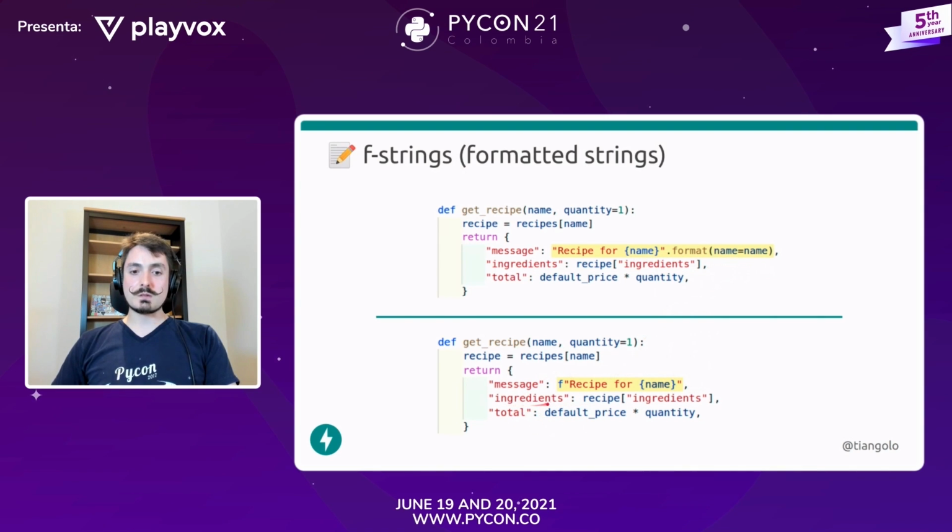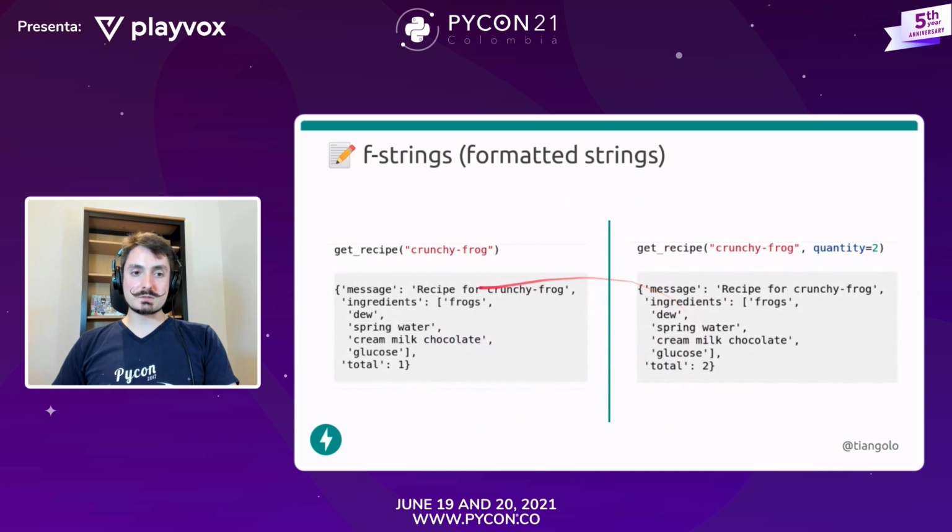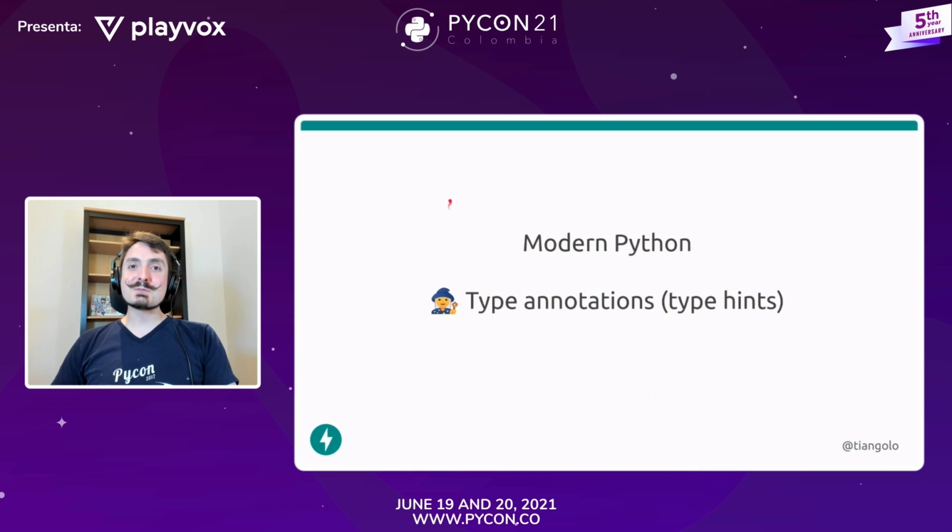And the rest is just the same. We are just returning what are the ingredients, and then we're saying that the total is just the default price multiplied by the quantity. So that's all fine. And if we try to execute it, it all works correctly as we were expecting. So perfect. Nice. That's all we had for f-strings, but it's good to have them and good to know them if you are not using them already.